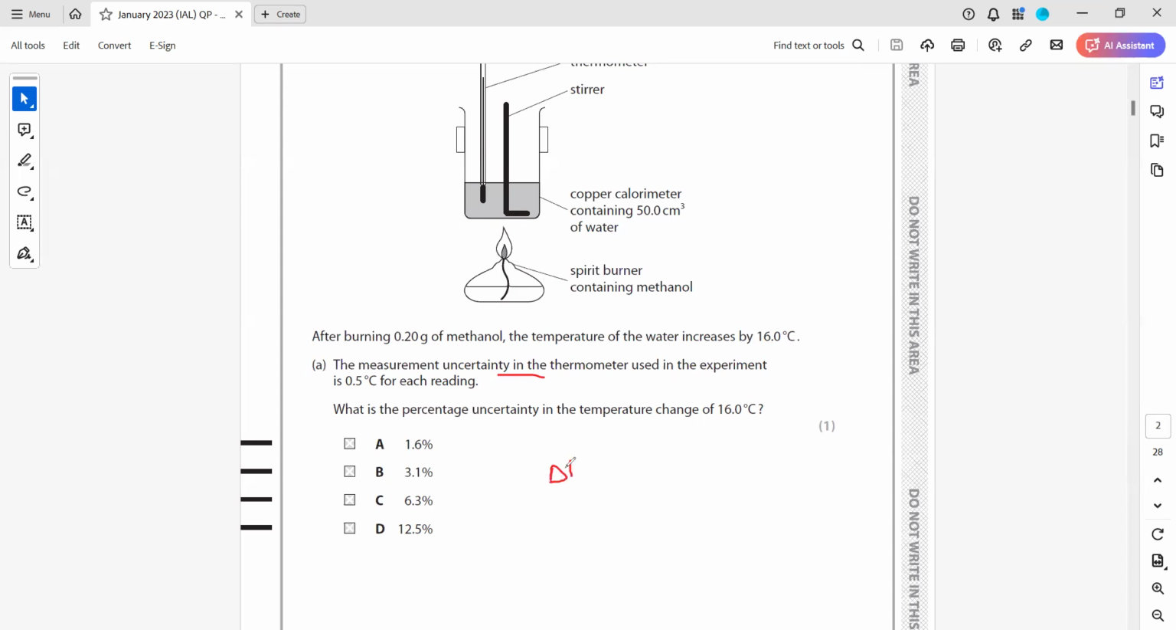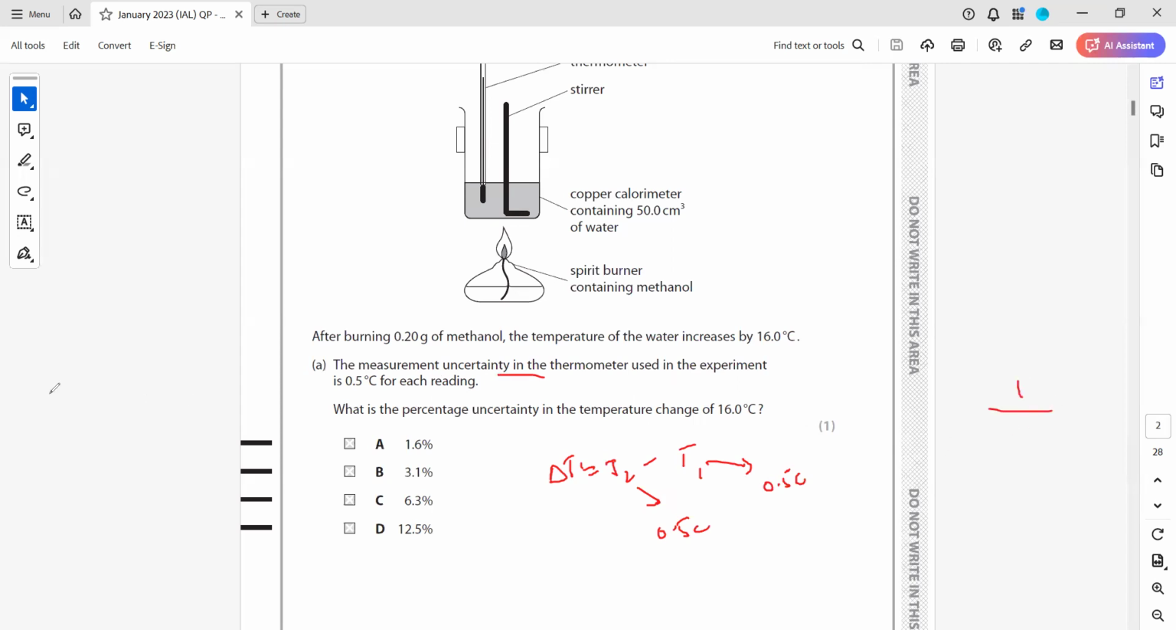Because of how a temperature change is measured, temperature change is T2 minus T1. So the uncertainty in each reading is 0.5. When we measure T1, the uncertainty will be 0.5. When we measure T2, the uncertainty will be 0.5. So what is the total uncertainty? 0.5 plus 0.5, so the total uncertainty is 1.